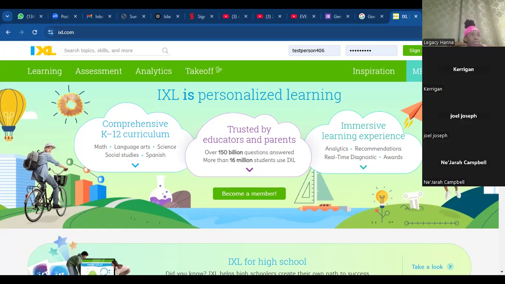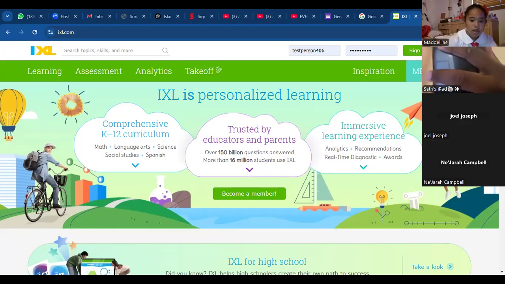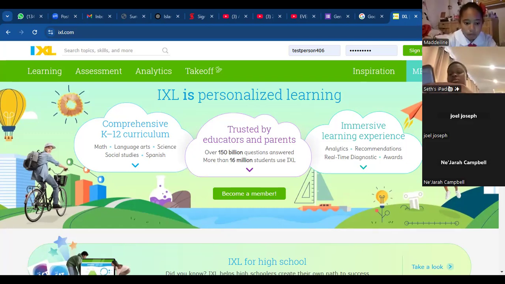Seth, take a picture of your work and send it to me, please. Legacy, stop being too busy talking. You in class? Sorry, my mommy was talking to me. Adaya, where's Adaya? Answer the question, please. Kerrigan, where's Kerrigan? Yes, sir. What's your smart score? 88. Seth, take a screenshot of your grade and send it to me, please.